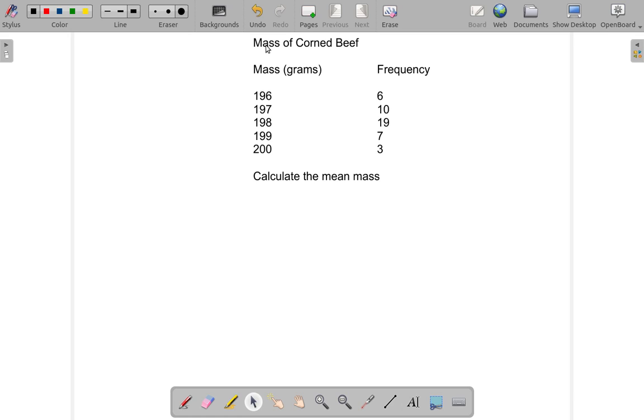What it is saying is that these are the masses in grams, and these are the frequencies. So you have 196 with a frequency of 6, 197 frequency of 10, and so on. 198, 19; 199, 7; 200 frequency of 3. What I want you to do is pause the video right now and calculate the mean mass. So go ahead.